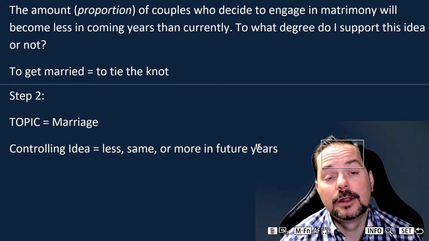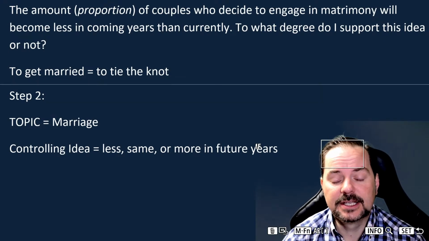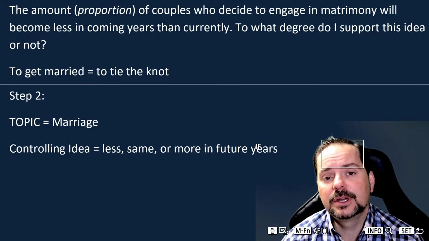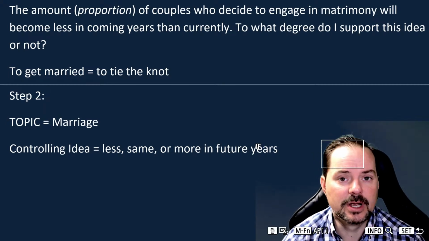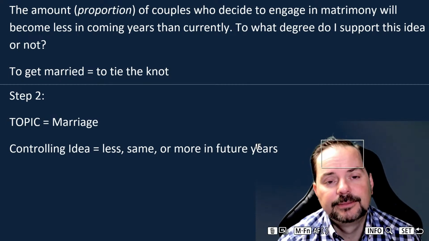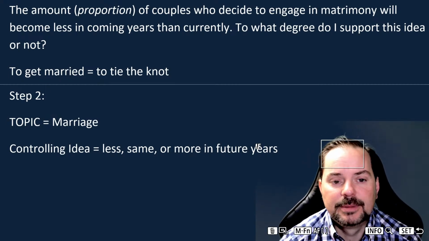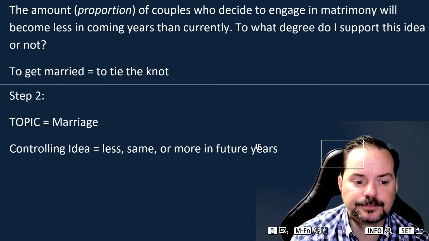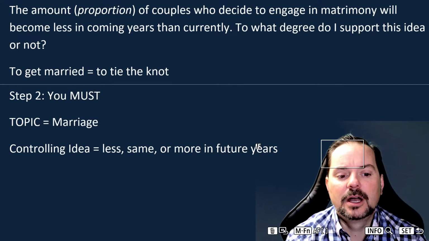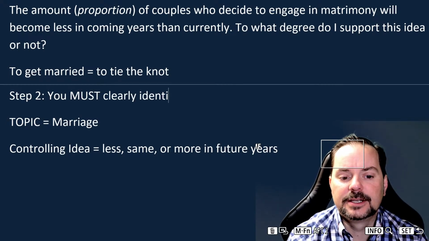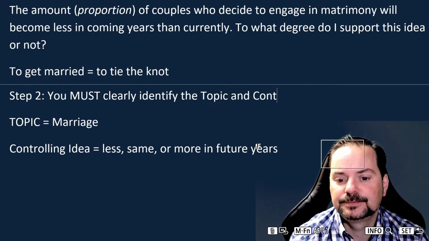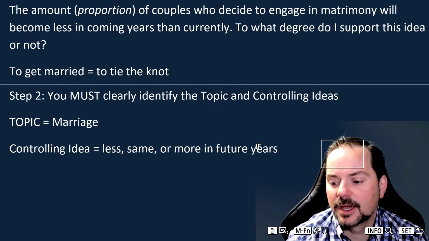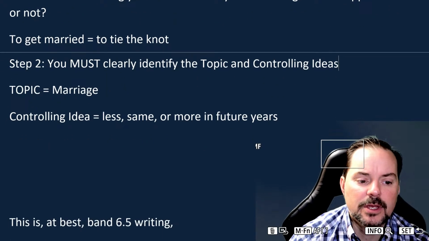I've seen a lot of students write off-topic essays. If you write off-topic, even if you have good English, you will get a low score because the examiner might think that you tried to memorize an essay that deals with the topic of marriage, but off-topic. Okay, so step 2, you must clearly identify the topic and controlling ideas. Okay, you must know what you're talking about.